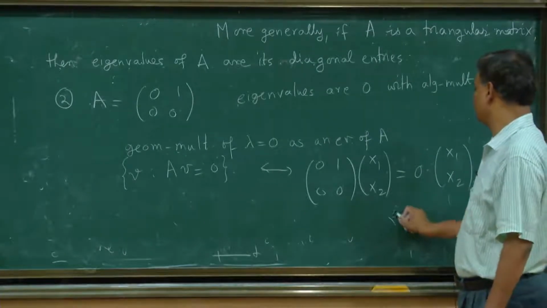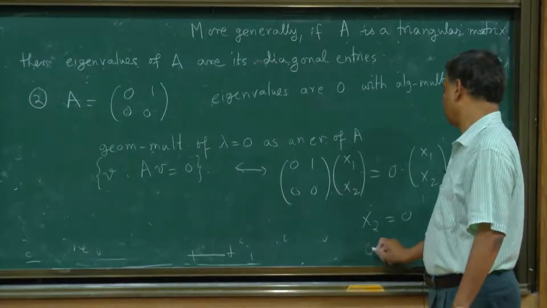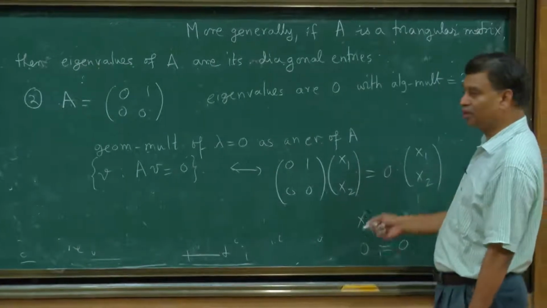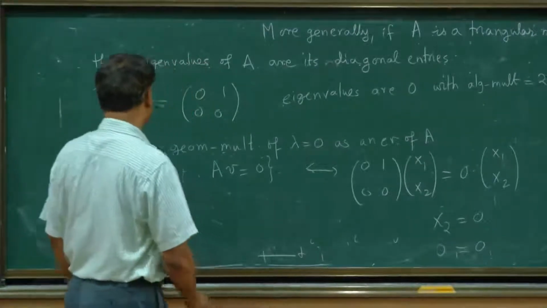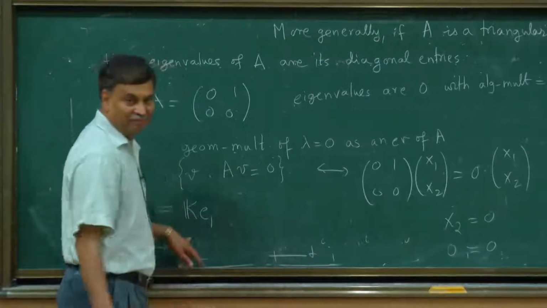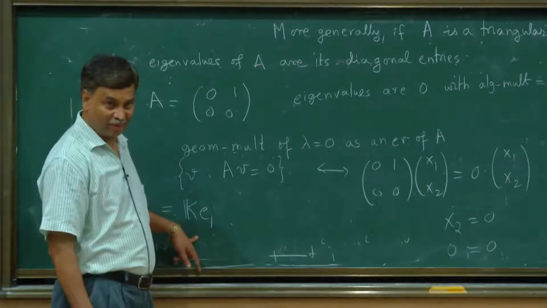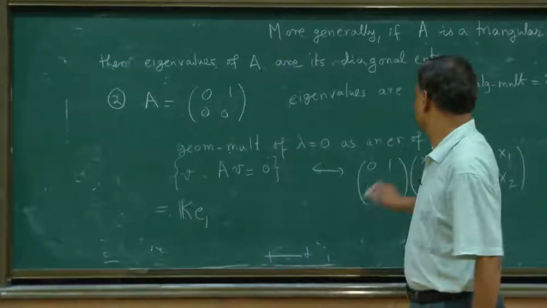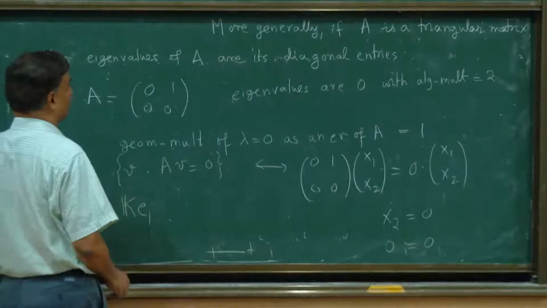So what does that give me? When I multiply this, I get x2 equal to 0, and the second equation is 0 equal to 0. So any solution of this is of the form x1, 0. So this eigenspace is the span of E1, the first standard basis vector. Is that clear? Any scalar multiple of this. So what is the geometric multiplicity then? 1. As you can see, 1 is of course less than or equal to 2, but they are not equal in this example.